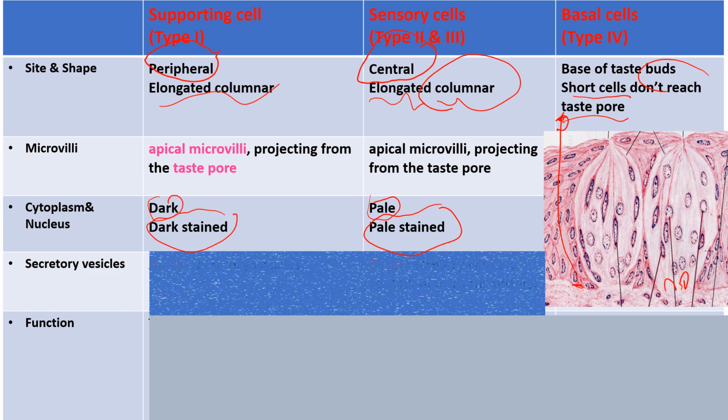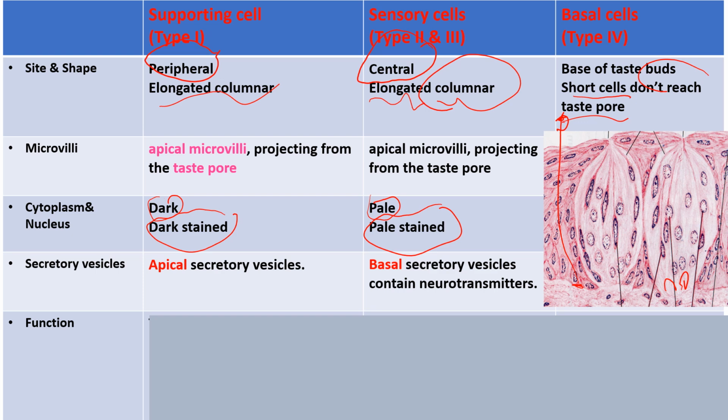What about secretory vesicles? Secretory vesicles will be present in both types, but in the sensory cells they will be basal, and this is important for MCQs, because the sensory cell is going to transmit the impulse to the nerve fibers. They transmit their sensation to the cranial nerve fibers, so its secretory vesicles will be basal. What about the supporting cell? Its secretory vesicles will be apical, in order to make secretion to keep the surface wet and dissolve the taste sensation in it.